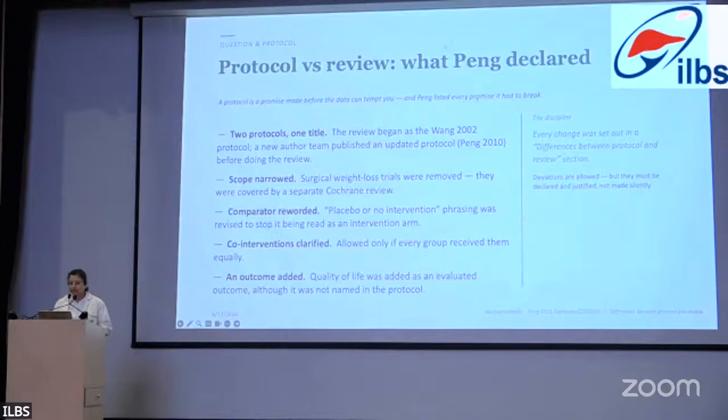So for example, this Cochrane review by Peng is an honest example of what a protocol is for. This review actually began as someone else's protocol back in 2002. But a new team took over the title and published an updated protocol in 2010. So they declared it, and when they wrote it up, they openly listed everything that changed. They dropped the surgical trials because a separate review covered them, and so on and so forth.